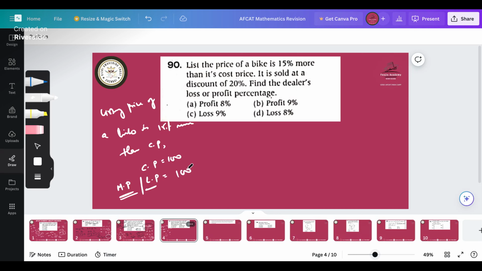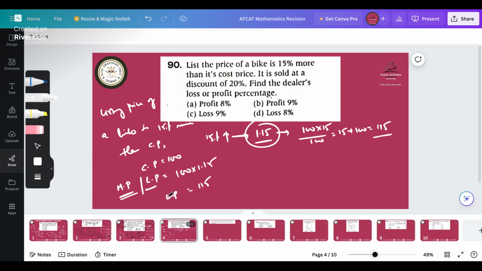If it is 15% more than cost price, what did I teach you? If we are talking about 15% more, that can also be written as 1.15. Otherwise, if you want a longer calculation, you find 15% of 100, which is 15, and then add it to 100, which gives 115. That is nothing but 1.15. So 115 is your list price. Let's write it like this, and CP is equal to 100. Cost price is equal to 100.